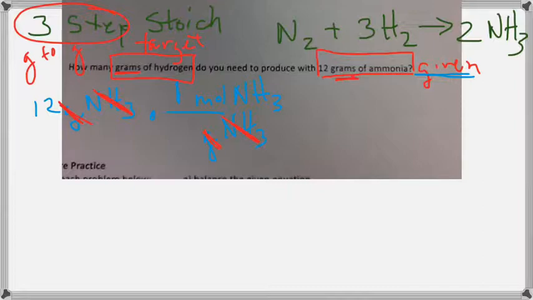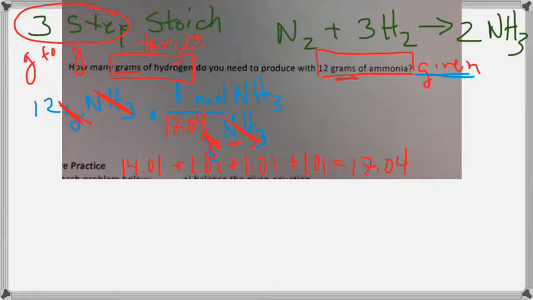So since the bottom was grams, that means go to the periodic table and calculate the molar mass of ammonia. So I have to find the mass of nitrogen, which is 14.01, and then I have to find the mass of 3 hydrogens. So each hydrogen is 1.01. So if I add those all together, I get 17.04. Okay, and I put that 17.04 on the bottom. Okay.